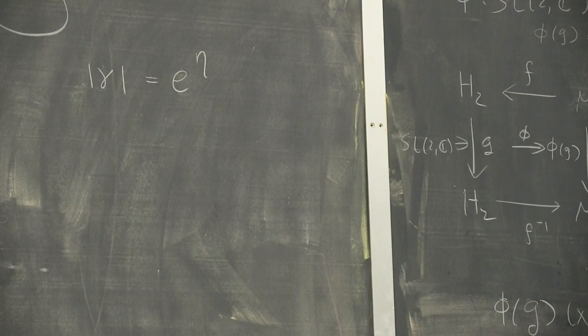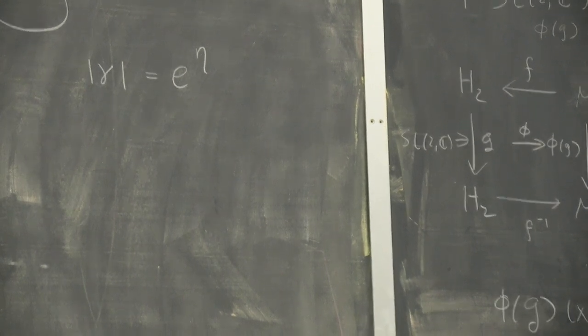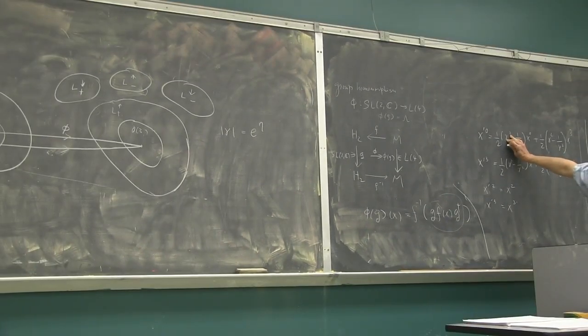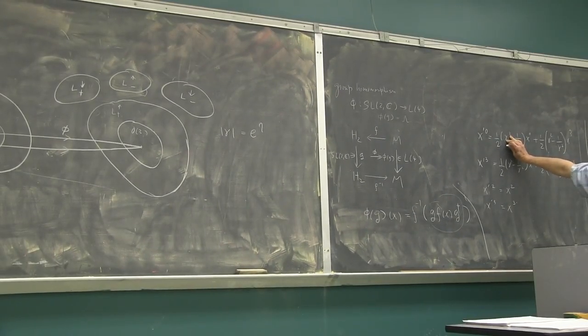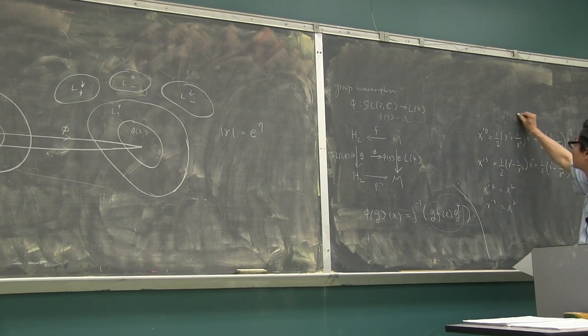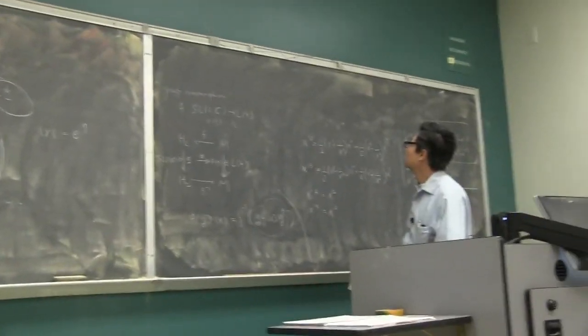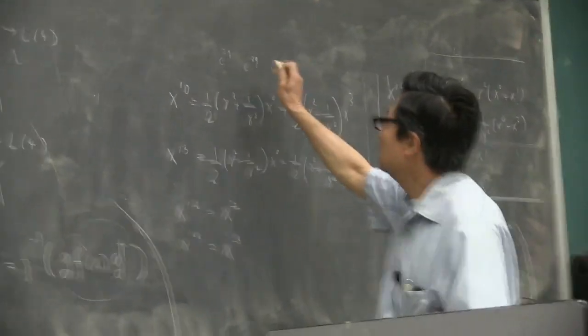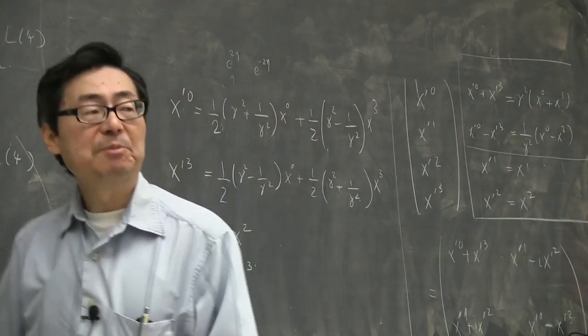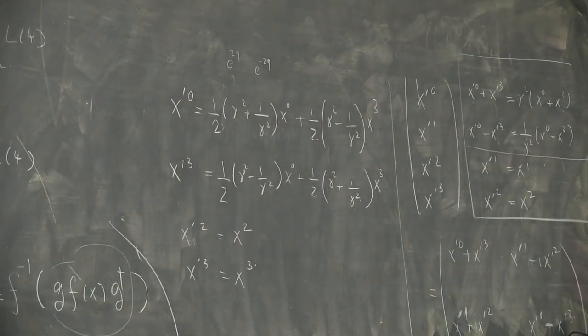So gamma square must be positive. Gamma is a real number, it can either be positive or negative, but gamma square must be positive, so it's a square of the absolute value of gamma, so it must be e to the 2 eta. So this is e to the 2 eta, this is e to the minus 2 eta. So you have e to the 2 eta plus e to the minus 2 eta divided by 2. That gives you what? Hyperbolic cosine, a cosh of 2 eta.